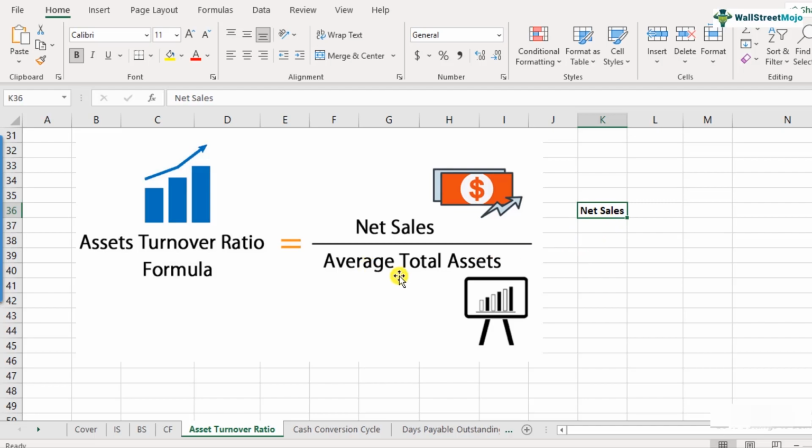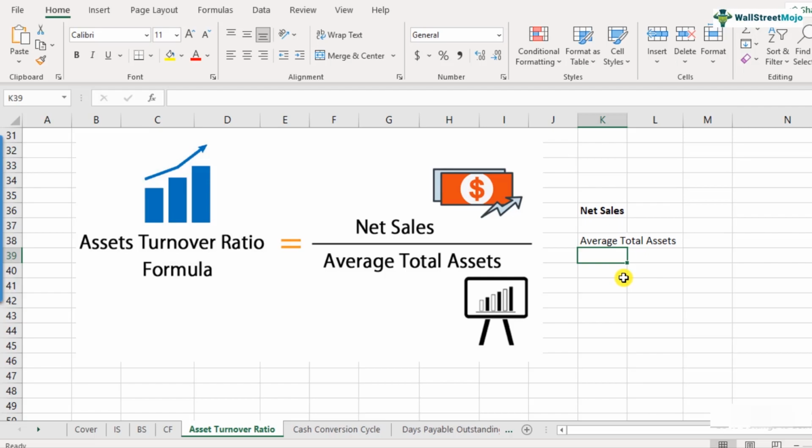All right. The second term that's important here is the average total assets. Average total assets is nothing but the average of the total assets from the start of the year and the end of the year. Why do you take the average? Because the total asset number is a balance sheet item.